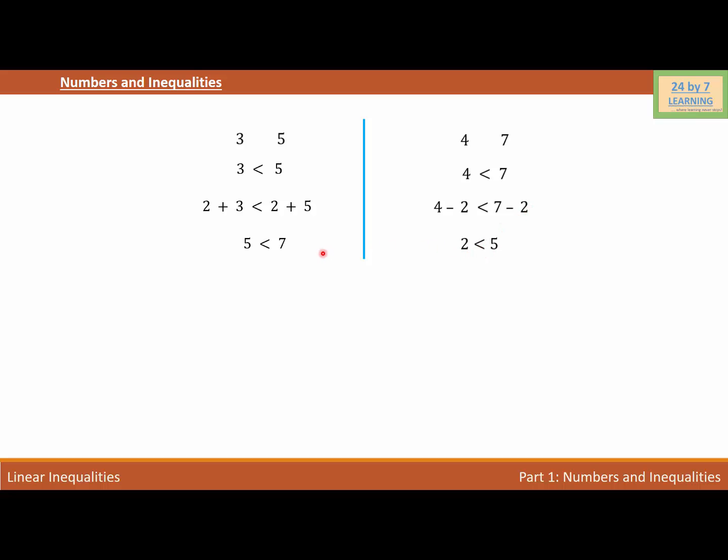Now, if you look at these two pairs of numbers, you can definitely come up with a rule. The rule states that adding or subtracting the same number on both sides does not change the inequality. In other words, if we have an inequality and we add the same number or subtract the same number from both sides of the inequality, then that does not change the overall value of the inequality.